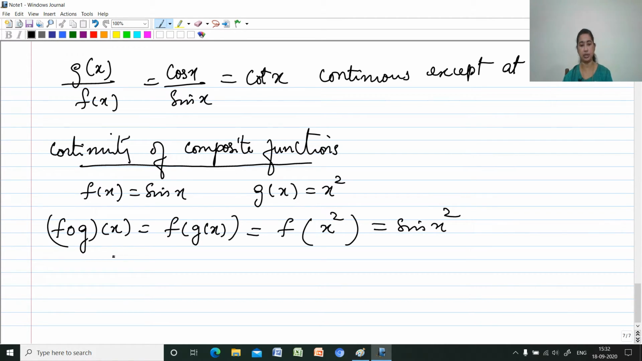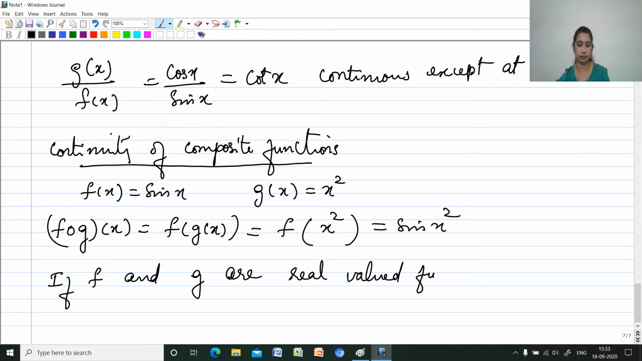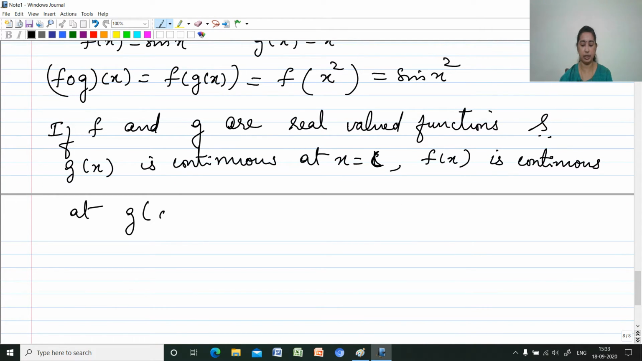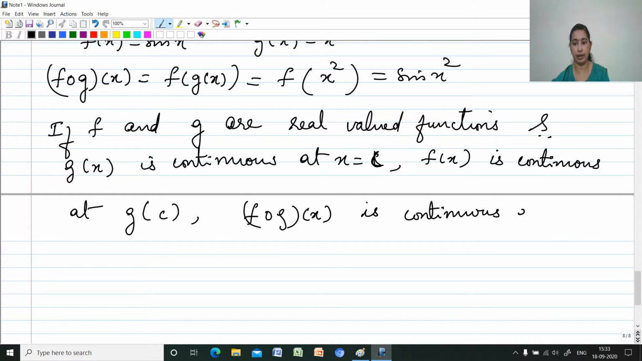So if f and g are real valued functions such that g of x is continuous at x equal to c, and f of x is continuous at g of c, then f composition g of x is also continuous at c.